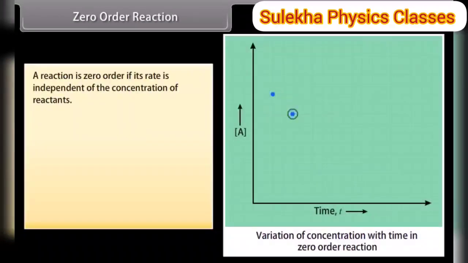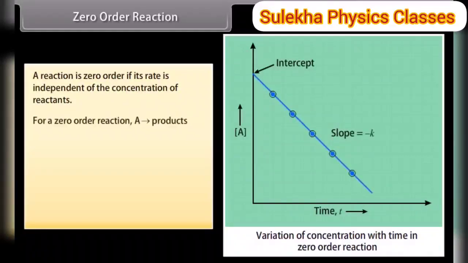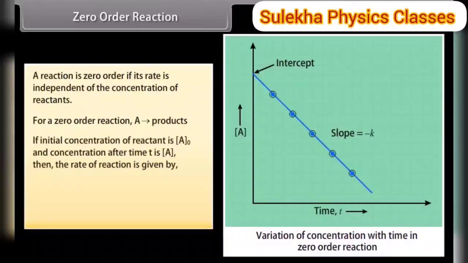Zero-order reaction. A reaction is zero-order if its rate is independent of the concentration of reactants. For a zero-order reaction, A is changing into products. If the initial concentration of reactant is [A]0, and the concentration after time t is [A], then the rate of reaction is given by minus d[A] by dt is equal to K times [A] raised to the power 0, which is equal to K. It can be written as d[A] is equal to minus K dt.